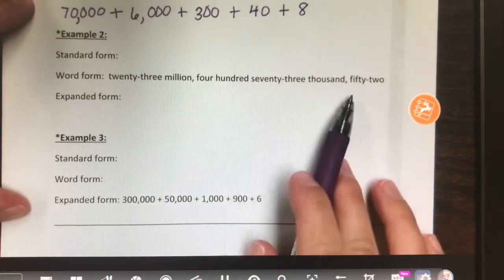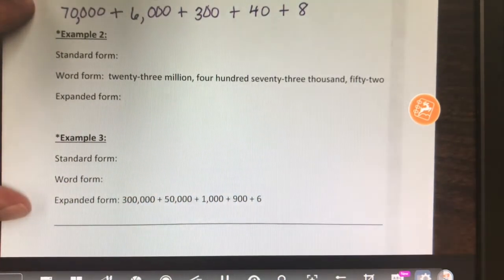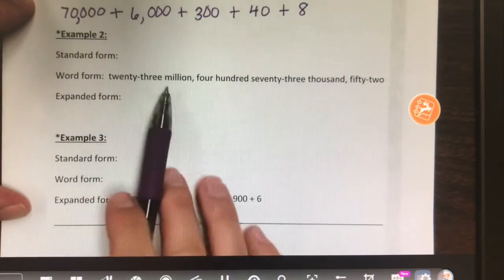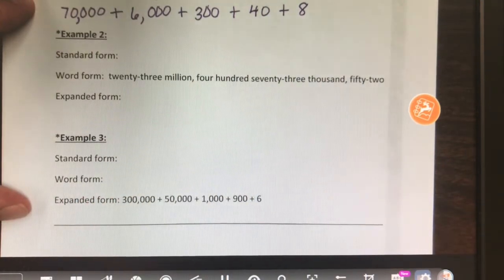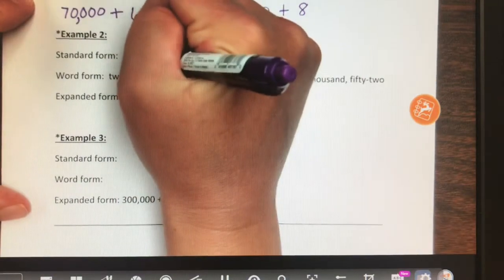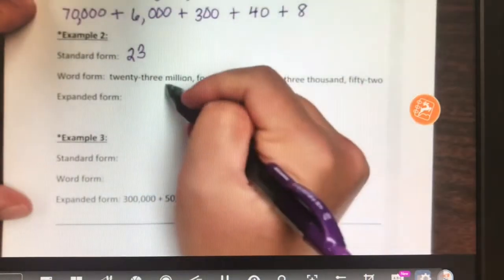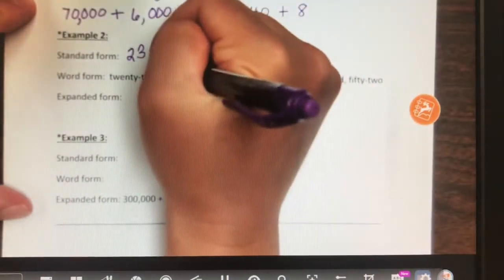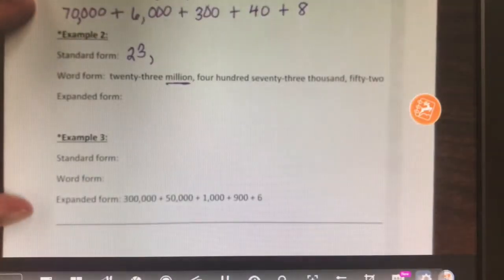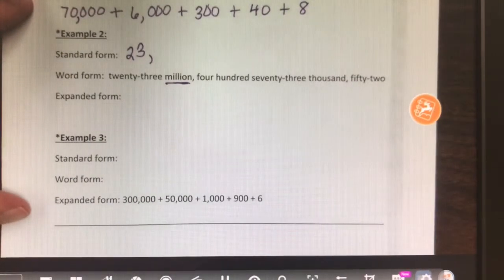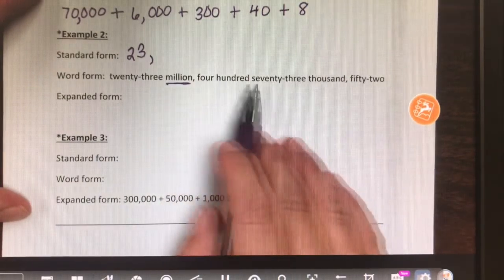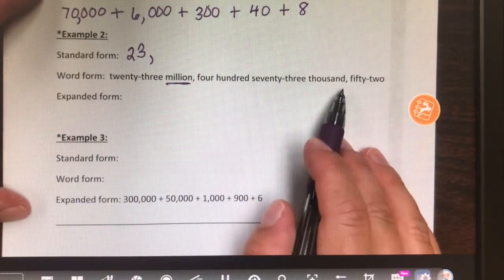I see that there's 2 commas, so I know I'm going to have millions, I know I'm going to have thousands. So let's just do the first part, 23 million. I know that's just going to be the number 23, and when I see the word million, that just signals me that's the end of a period, so that's a comma. 23 million. Now the second chunk, 473,000. So write this number.